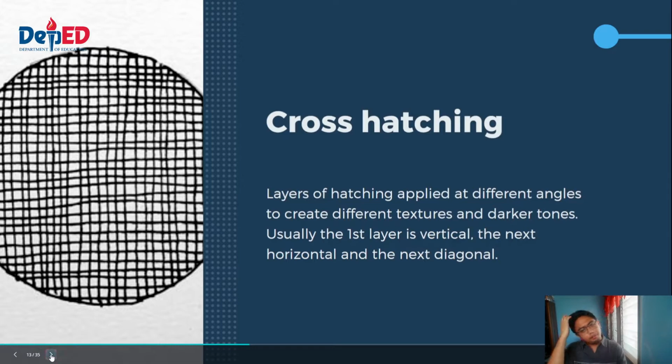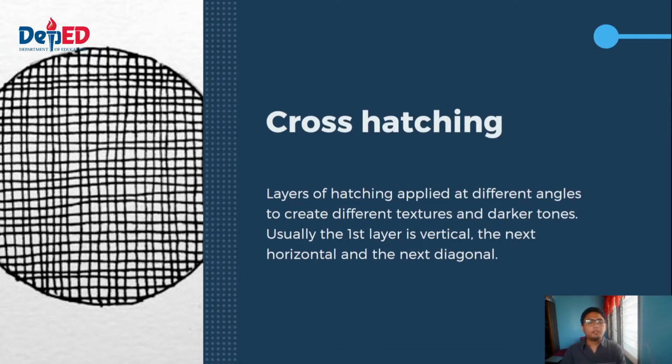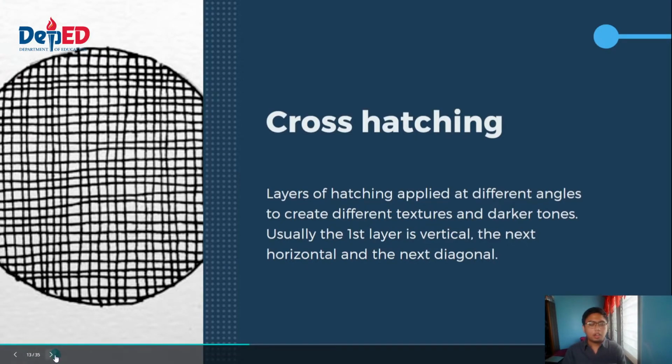And then we have cross-hatching. Layers of hatching applied at different angles create different textures and darker tones. Usually the first layer is vertical, the next horizontal, and the next diagonal. So the more layers that you have, the more detail you will put. Again, I'll show to you how it is done.